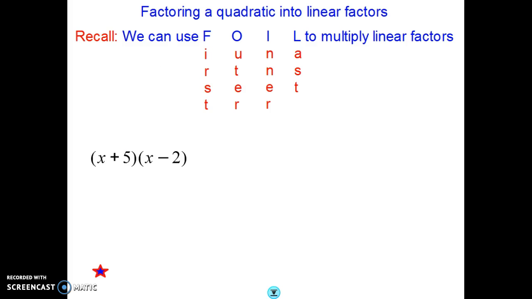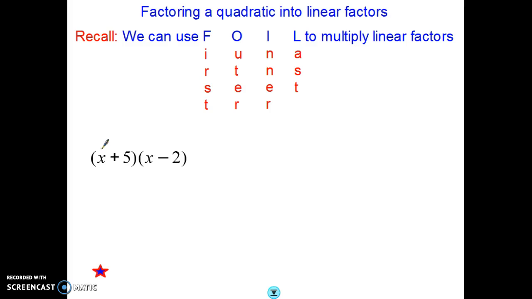Another kind of factoring that's going to come up is factoring quadratics into linear factors. Now, first we'll go the other direction. You might recall from maybe Algebra 1 this mnemonic device called FOIL that you can use to multiply linear factors. Well, that just, remember, stands for first, outer, inner, last, and it is a way to make sure you do all the different pieces of distributing.